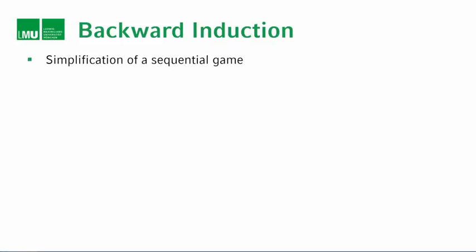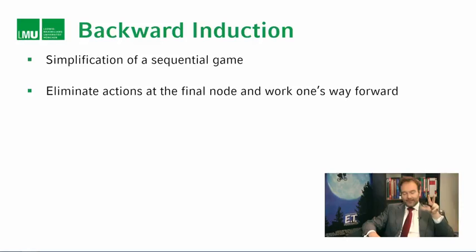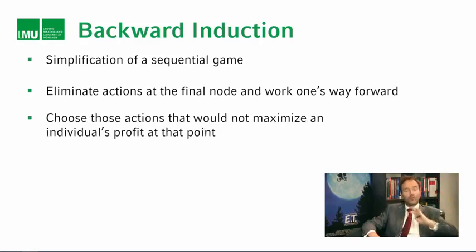Backward induction is the process of simplifying a sequential game. You remember looking for dominant strategies. You remember looking for dominated strategies and eliminating them. It's a bit like that, right? So you're trying to simplify a particular type of game. We're eliminating actions at the final node, and we work our way forward. So anything that isn't going to be played is something we can ignore from the game, just like a dominated strategy. We will choose the actions that would not maximize an individual profit at that point, and we eliminate them.